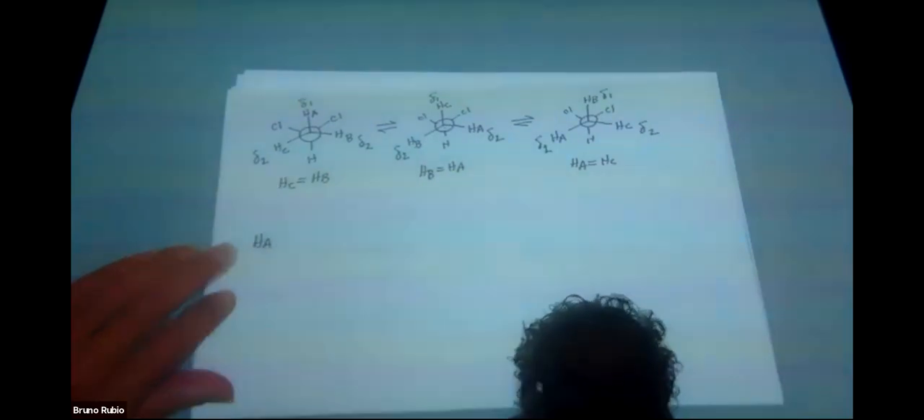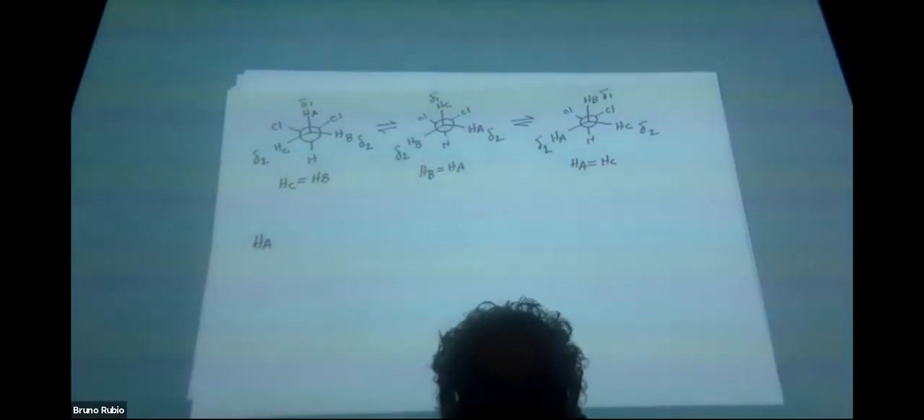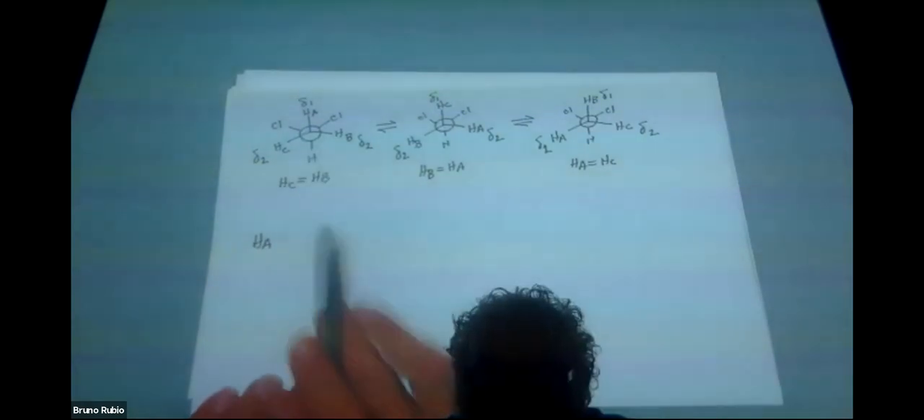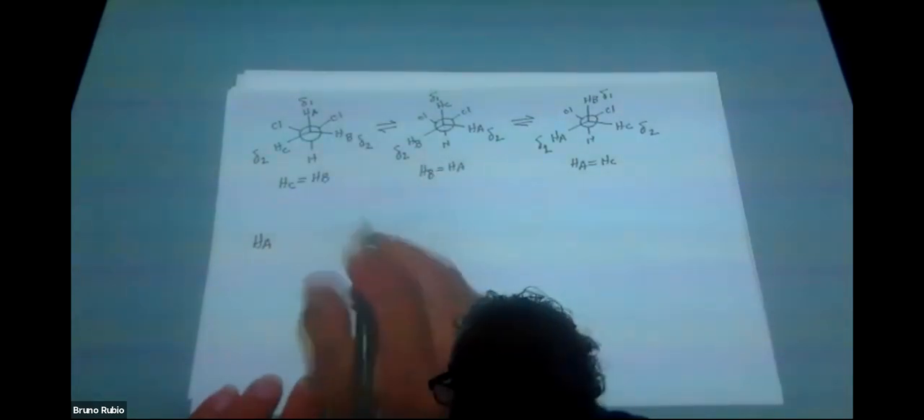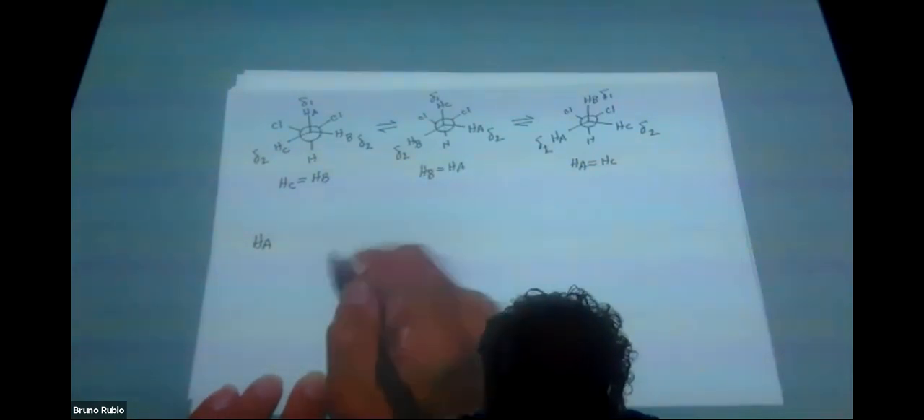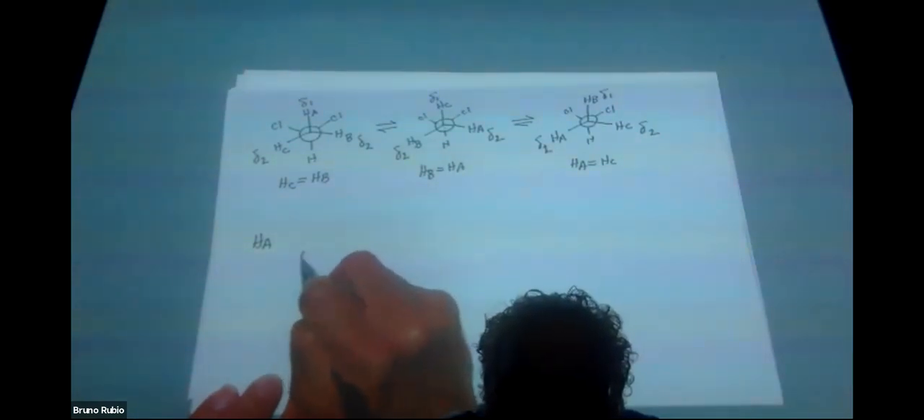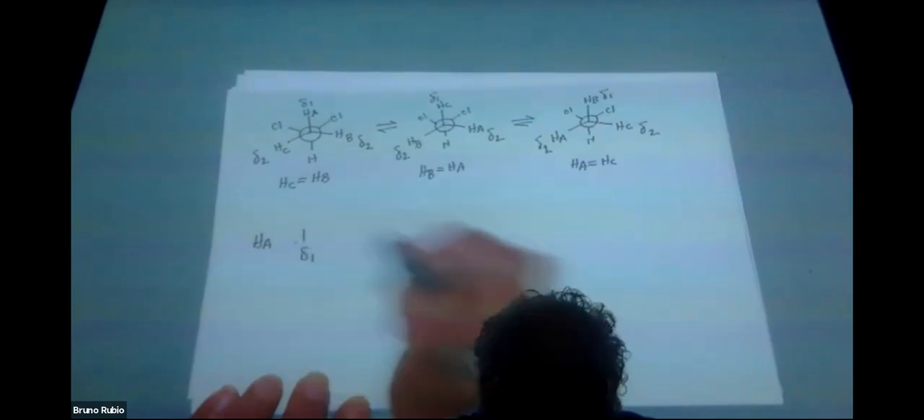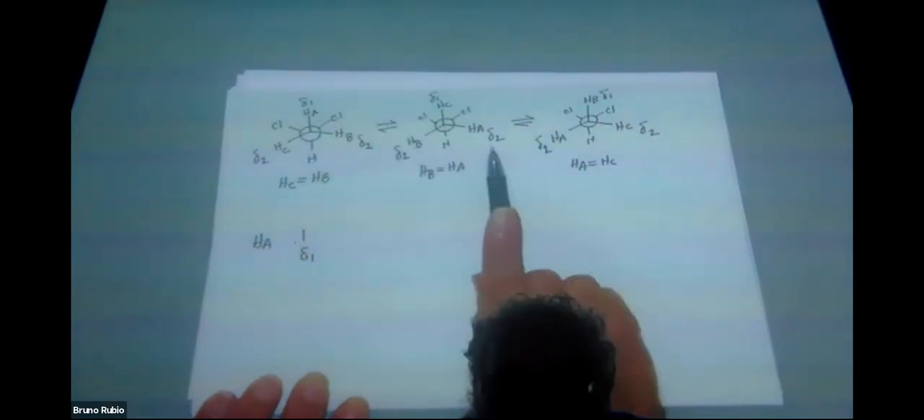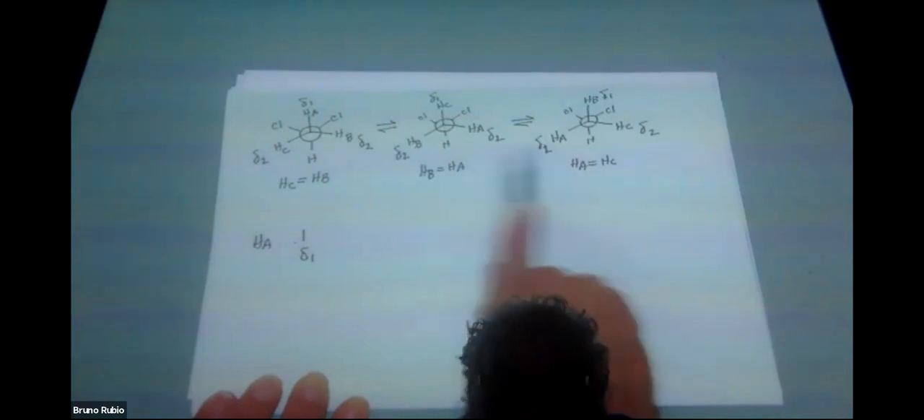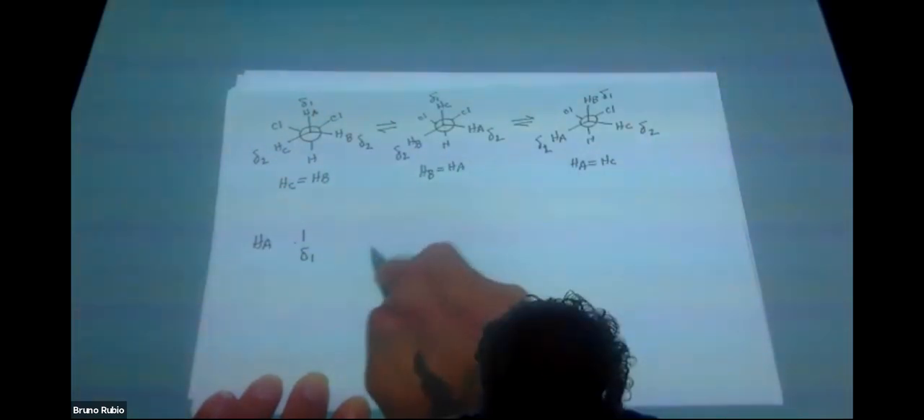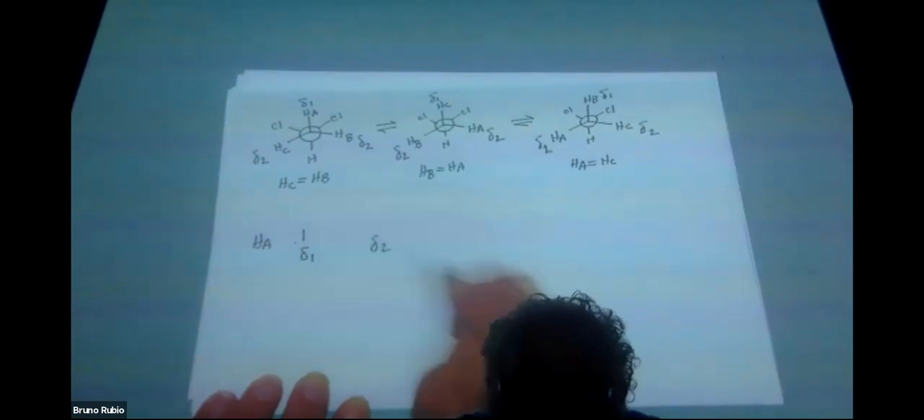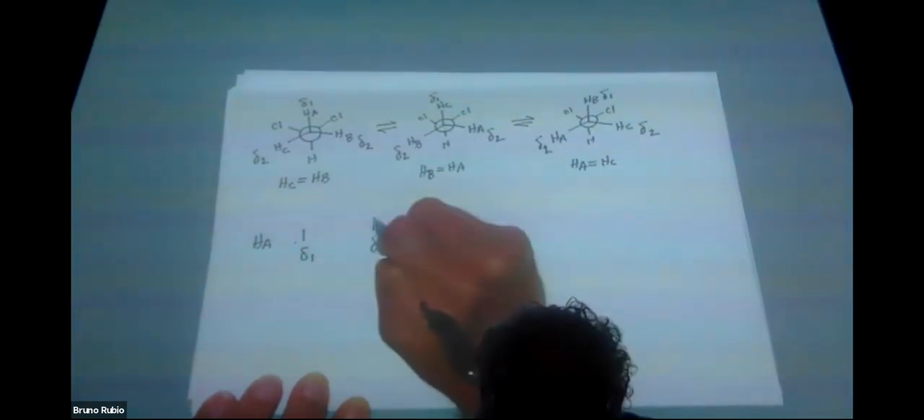For the HA, sometimes HA has chemical shift delta 1. So I'm just going to illustrate it this way. Here's chemical shift delta 1. Sometimes HA has chemical shift delta 1, and sometimes HA has chemical shift delta 2. Oh, it has it twice, right? So here's delta 2, and it's going to have that chemical shift twice, so I'm going to make that line twice as long.